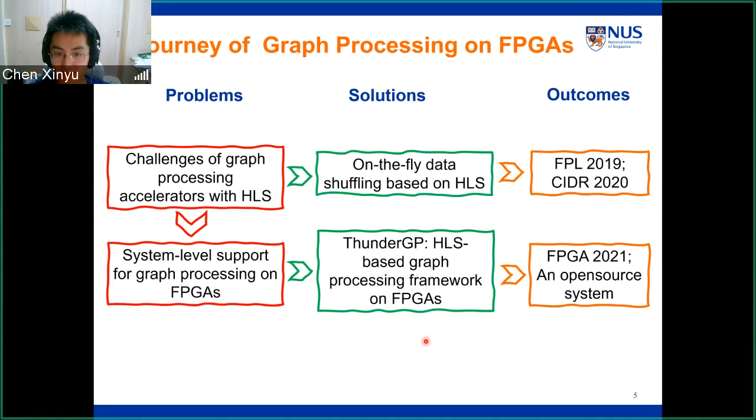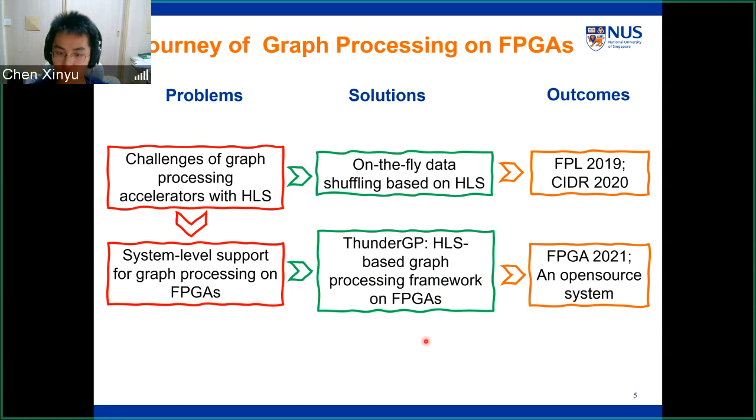Then I will introduce the journey of graph processing on FPGAs. Firstly, we look at the challenges of graph processing accelerators, especially with HLS. We find the challenge is runtime data dependency, and we solve that by on-the-fly data routing. In the next stage, we try to jump out of the box to look at the problem at a higher level. We want to see whether there is system-level support for graph processing on FPGAs, to really make FPGA-based graph processing take off. Unfortunately, we didn't find that, so we actually developed one, which is SunderGP.